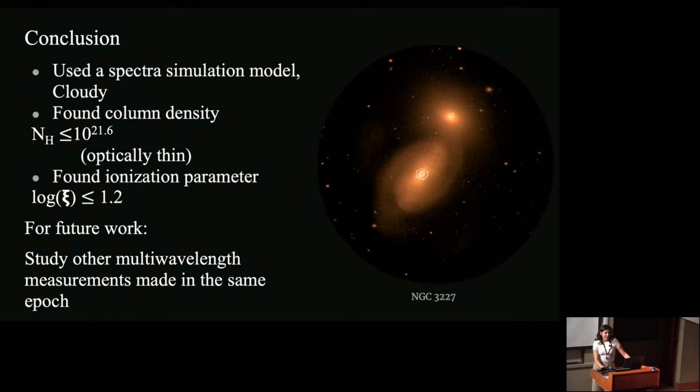So in conclusion, we used a spectra simulation model called Cloudy. We found a column density of less than or equal to 10 to the 21.6, which can be considered optically thin. We found an ionization parameter of approximately less than or equal to 1.2. And for our future work, we want to study other multi-wavelength measurements made in the same time period. So anything at around 2009, but maybe in the UV range.